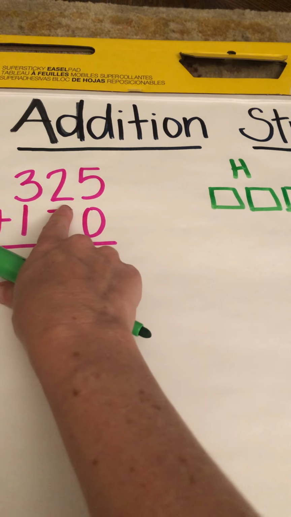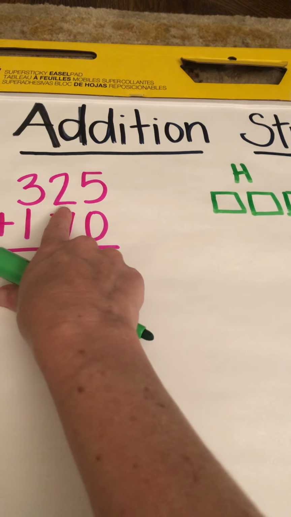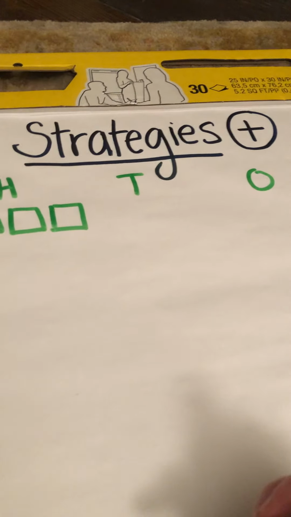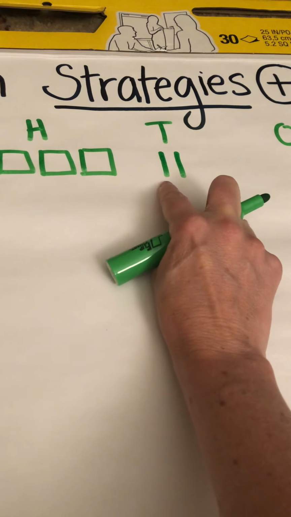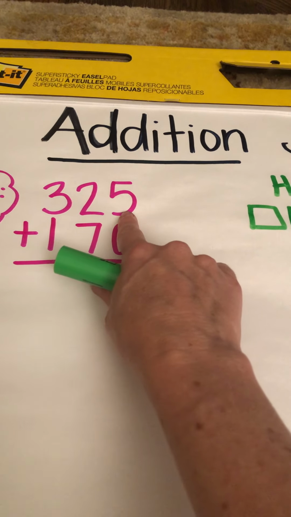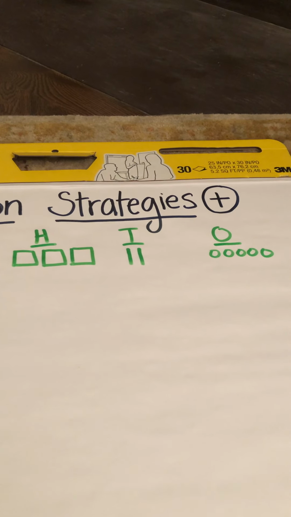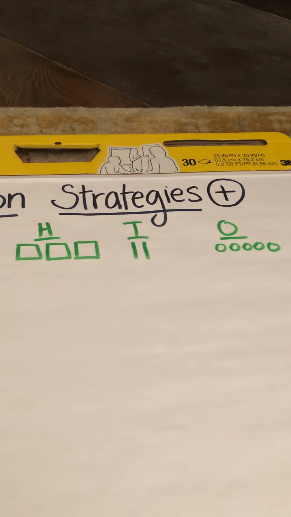Next, I need to represent my tens. How many tens do I have? I have 2 tens. So in my tens column, I'm going to represent those 2 tens by drawing my 2 sticks. So 10, 20, I have 2 tens. And then finally, I have how many ones? I have 5 ones. So underneath my ones column, I'm going to represent that with some circles. 1, 2, 3, 4, 5. I'm going to underline these so we can differentiate our letter O from our ones.